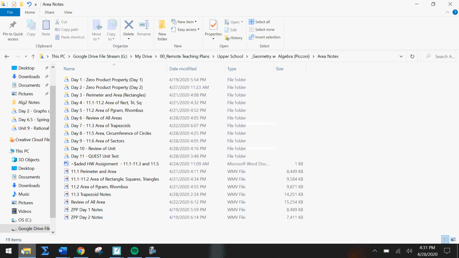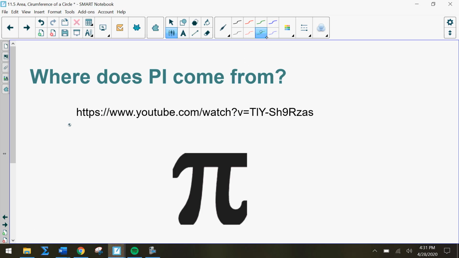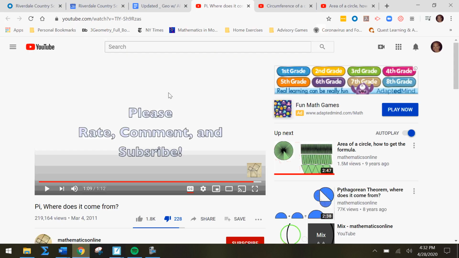So we know pi as 3.14, and it's an approximated number. It's also an irrational number, meaning that it never ends, and it comes from the ratio of the circumference to the diameter. So we know how to find the circumference and the area of a circle, but I wanted to explore where they come from. Okay, so let's look and see where the circumference comes from.